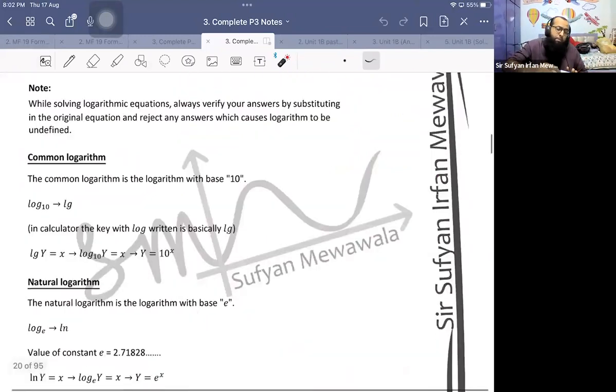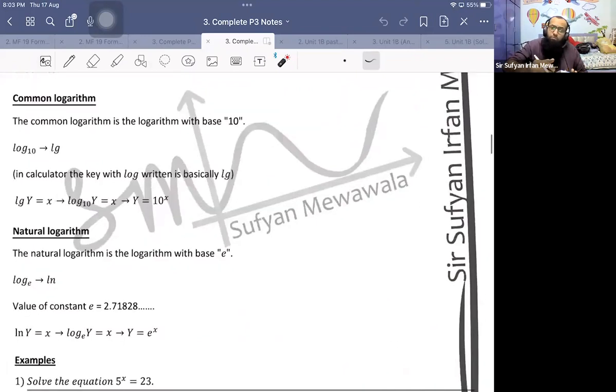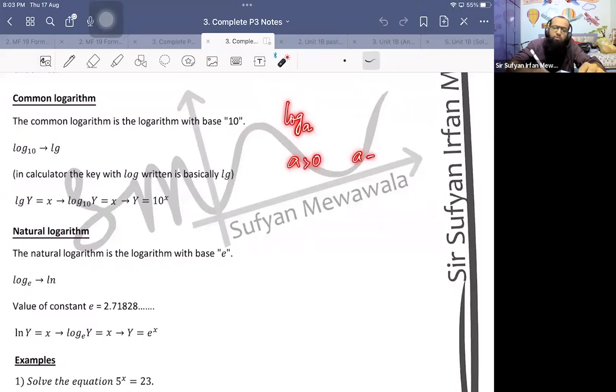Okay, moving forward, common logarithm and natural logarithm. You were told that all the logs have a certain base. Log without a base is not defined. Every logarithm has a certain base. And the base can be any number, because we know that if the base is a, the base has to be positive and the base should not be equal to 1. This means the base can be 2, 3, 4, or any number. But if the base is 10, then that particular logarithm is known as common logarithm.